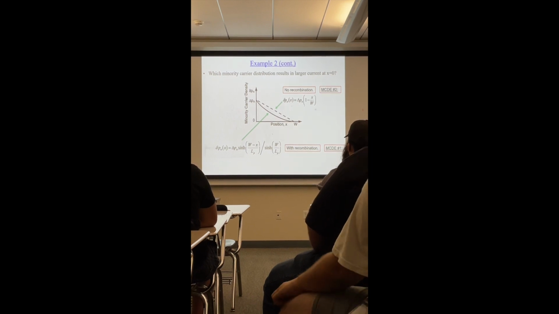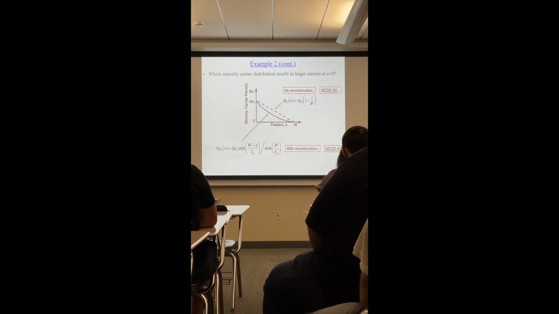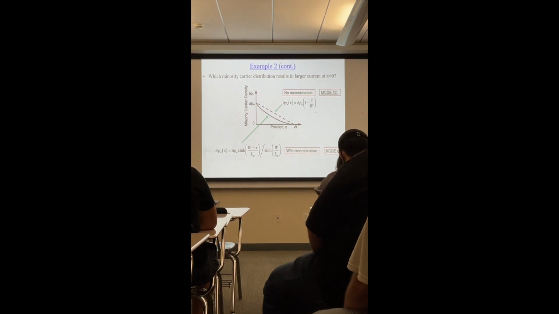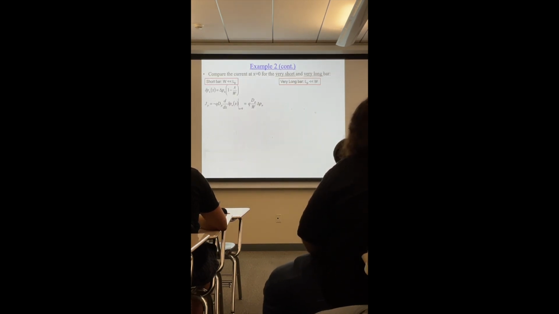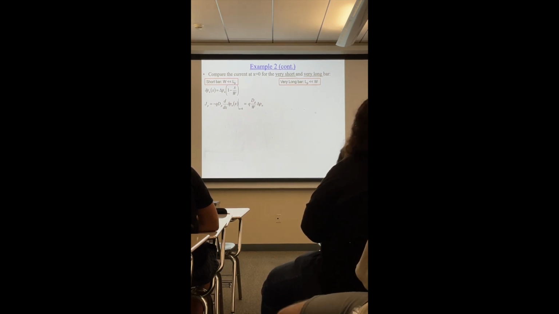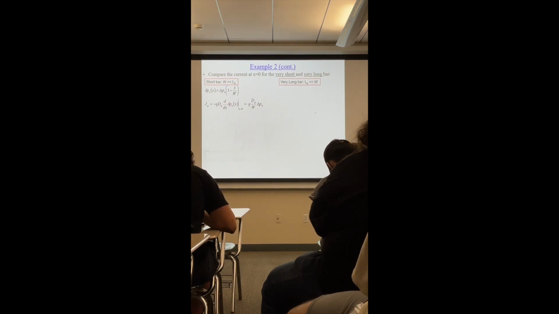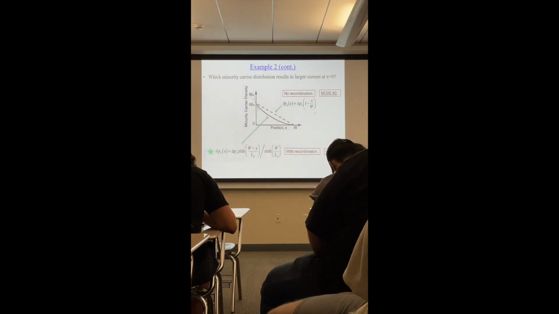So think about what's the expression for current, right? This is the expression for current. So it's related to the gradient in this minority carrier concentration. If you look at the figure, the gradient basically means the slope.